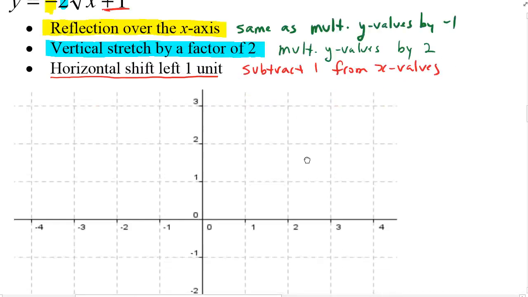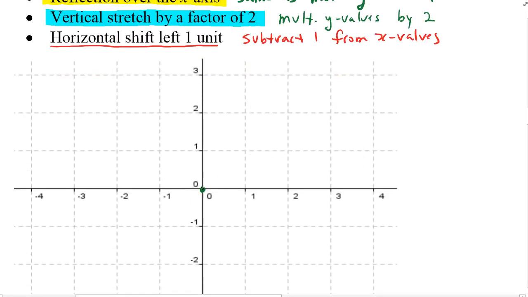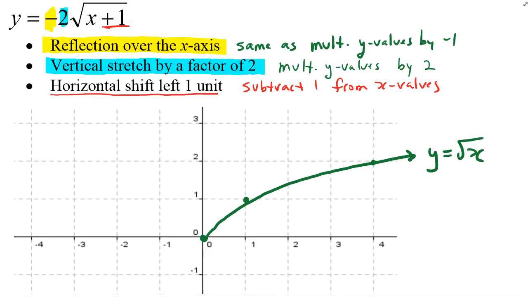Okay, so I'll start off by putting my regular 4 and 2. So this is my parent function. This would be y is equal to the square root of x. Okay, so let's do the first one. Let's do our reflection over the y-axis, and I'll pick some blue for that. Or reflection over the x-axis, pardon me, which is the same thing as multiplying our y values by -1.